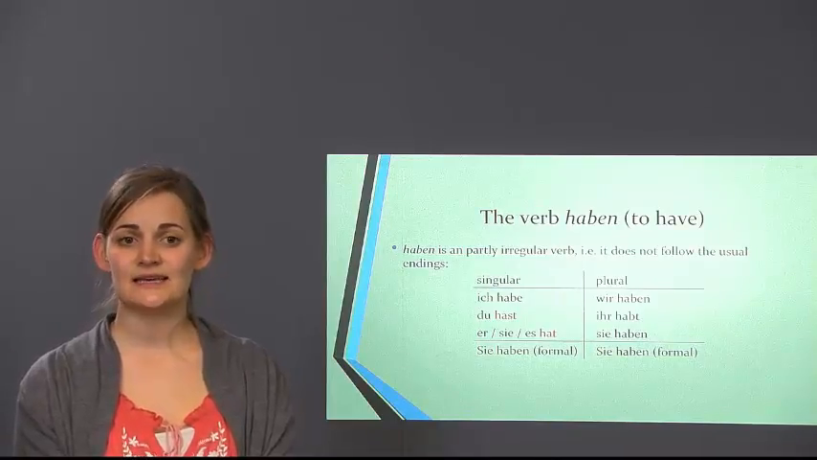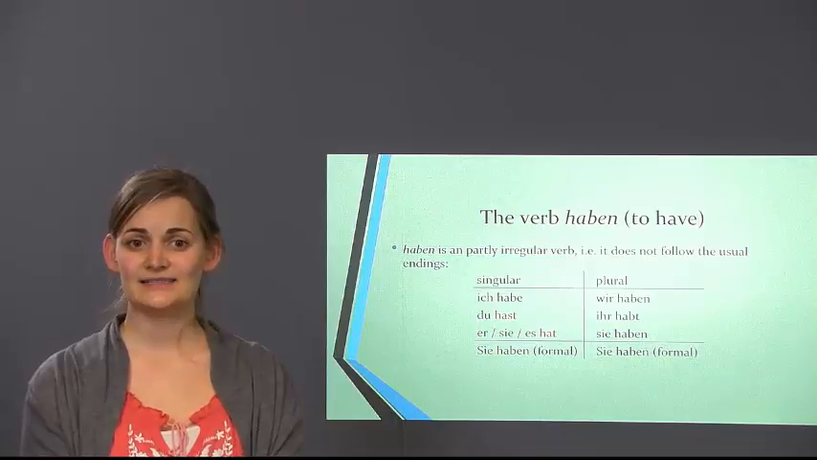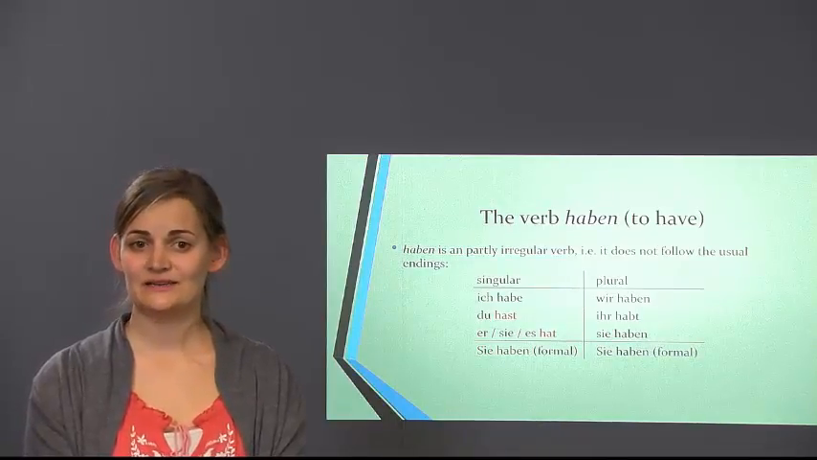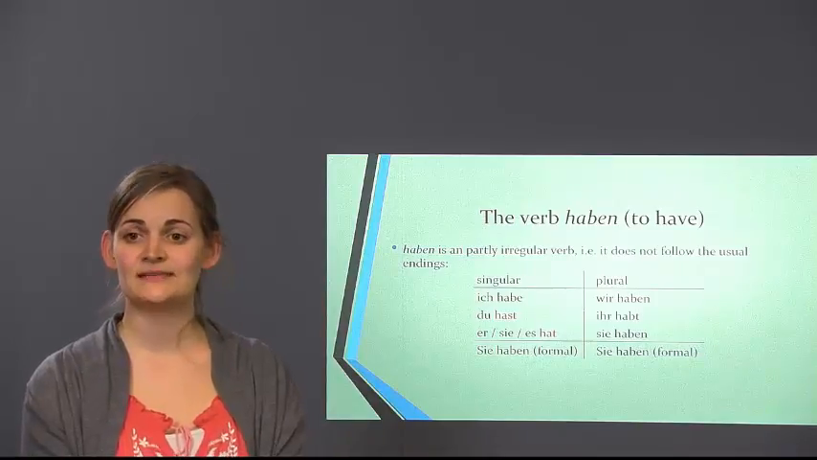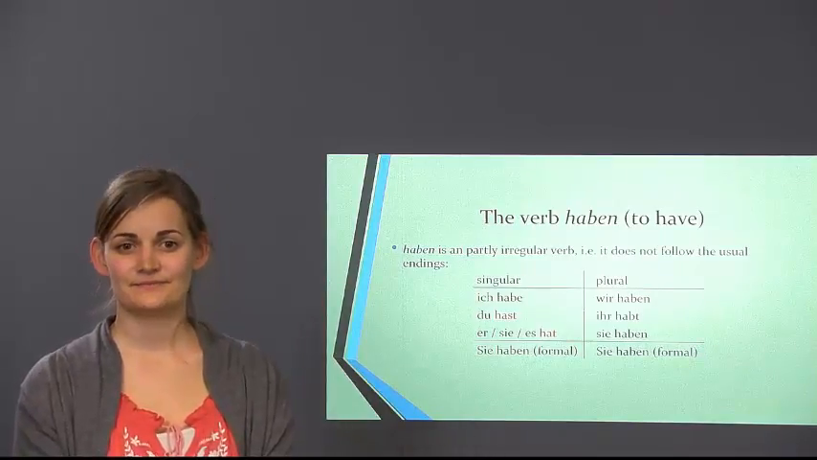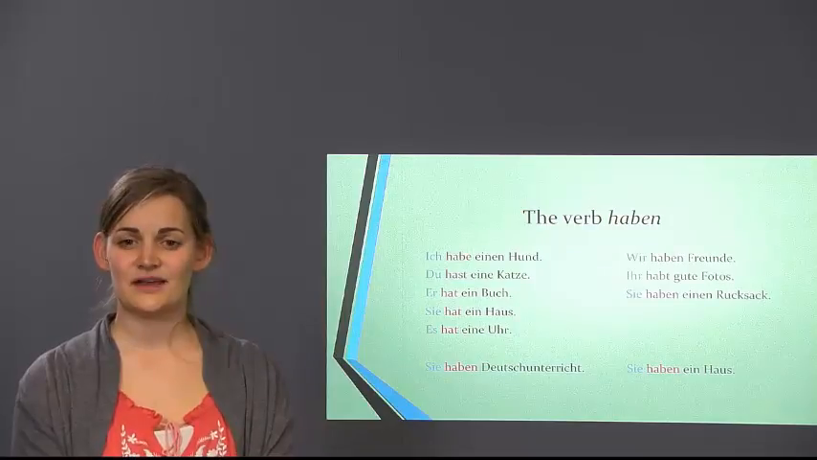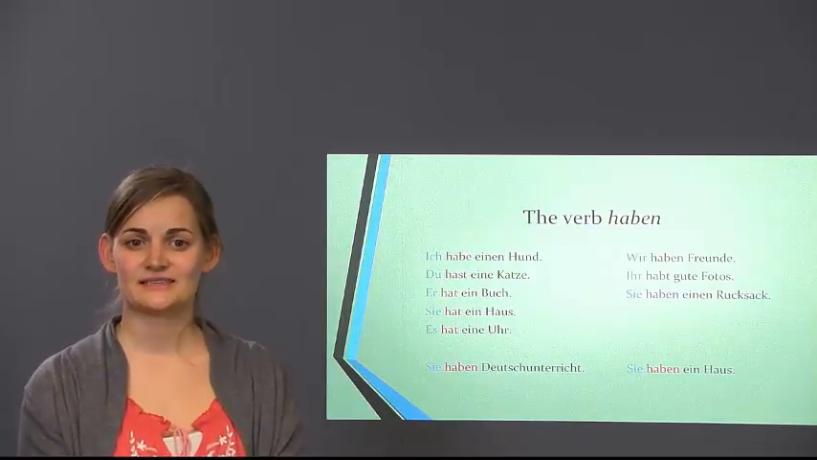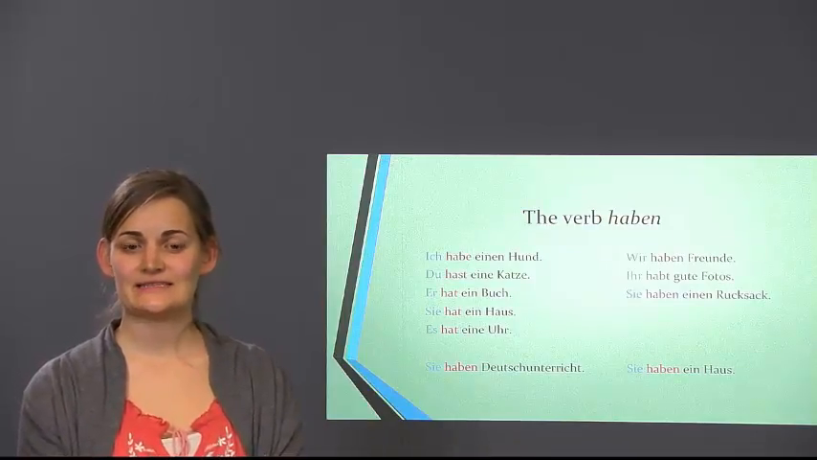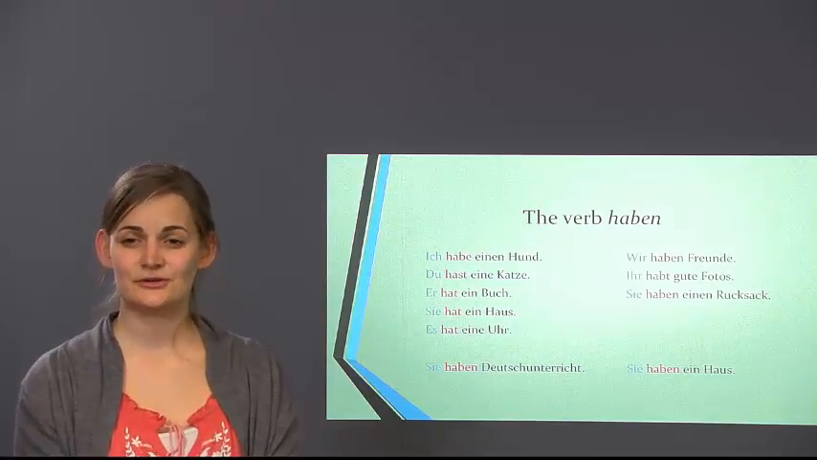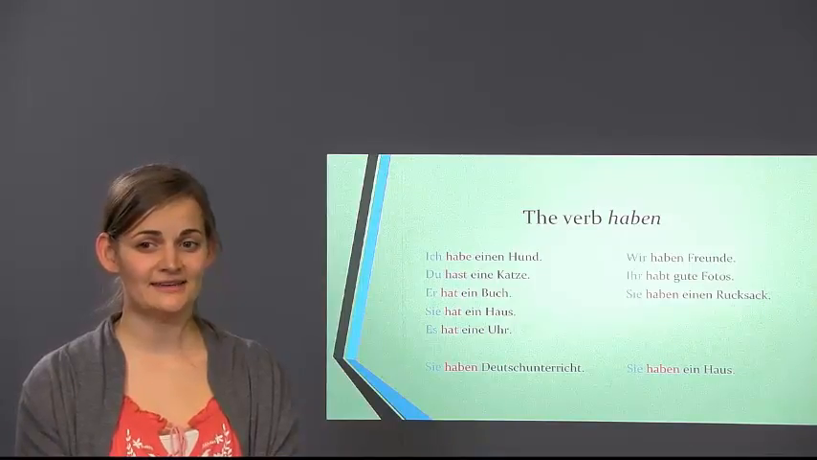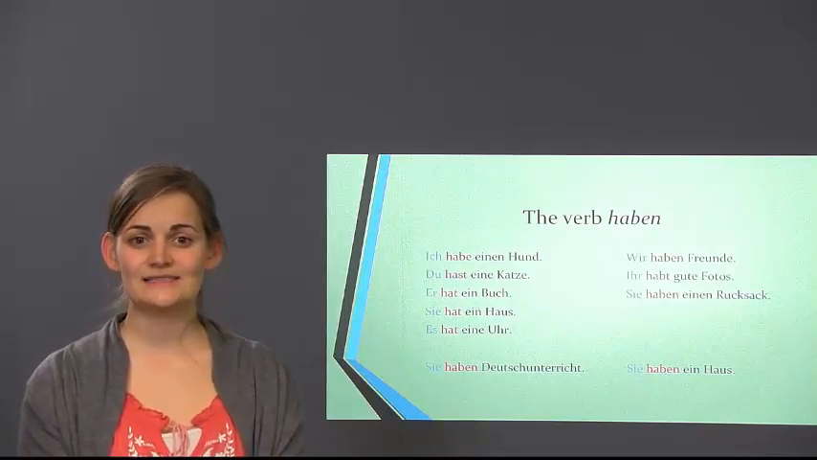So it is ich habe, du hast, sie es hat, wir haben, ihr habt, sie haben. And in the formal versions we have both times Sie haben. So now you see the verb haben in context. You can see the following sentences. Ich habe einen Hund. Do you notice the accusative marking on einen? Du hast eine Katze.